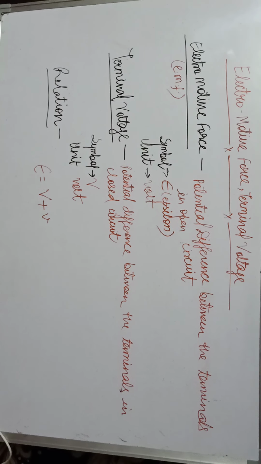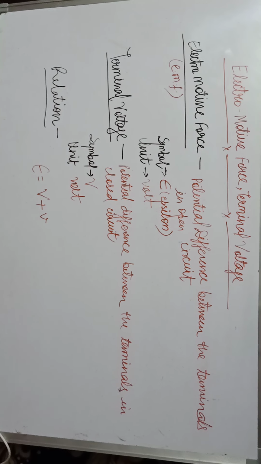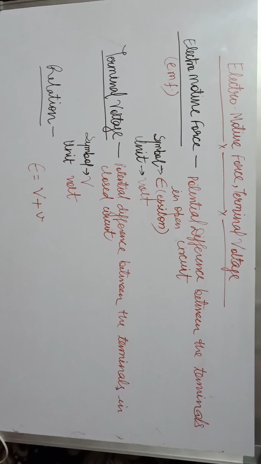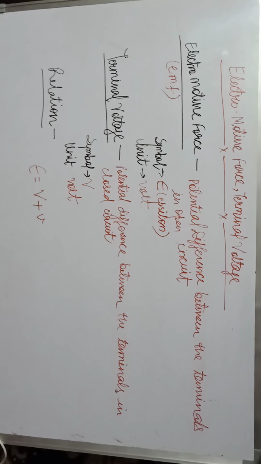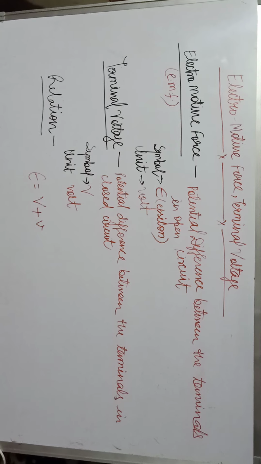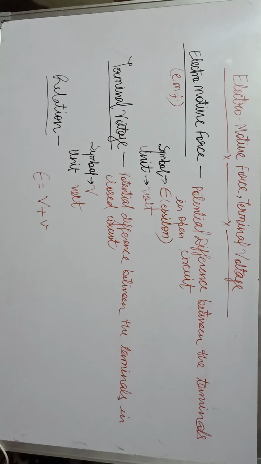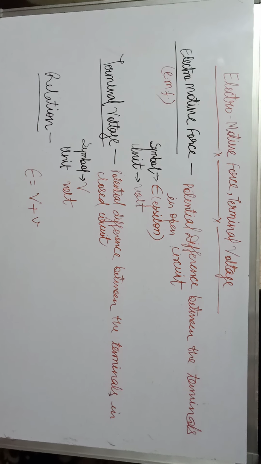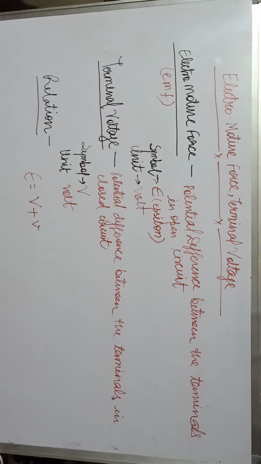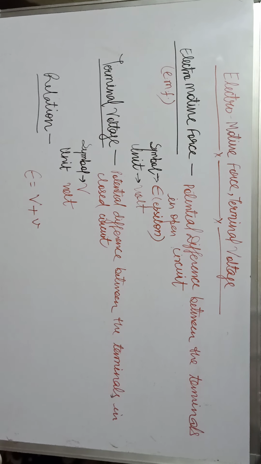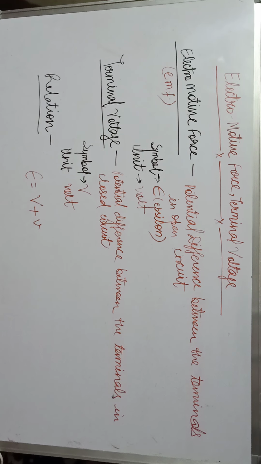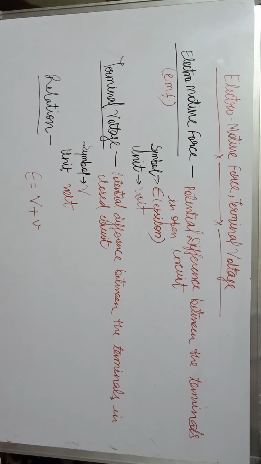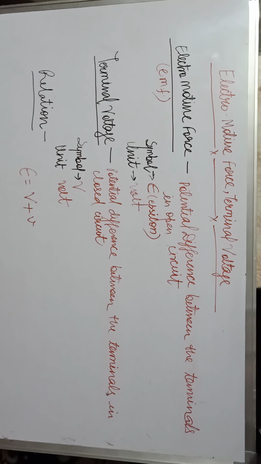Good morning, dear students. Today I am going to begin the second part of the chapter Electric Current, that is electromotive force, terminal voltage and internal resistance of a cell, and combination of resistors. But first we will discuss the electromotive force and the terminal voltage. Before moving to this topic, let us discuss some previous terms.